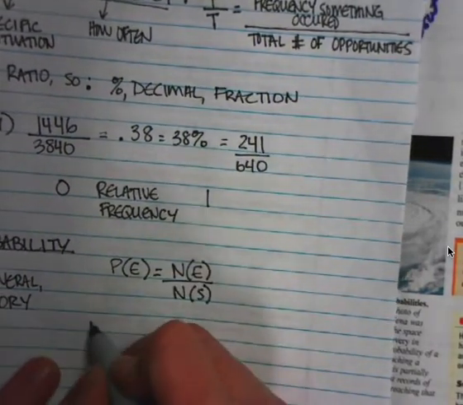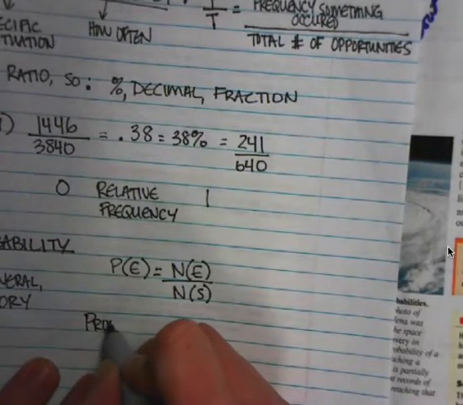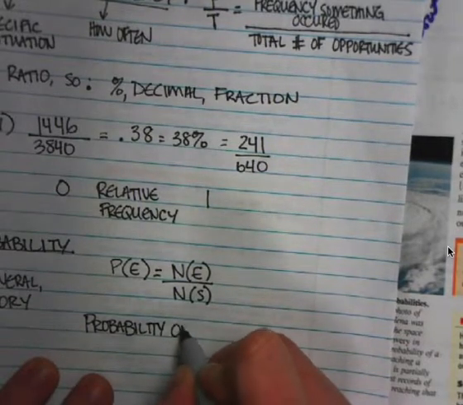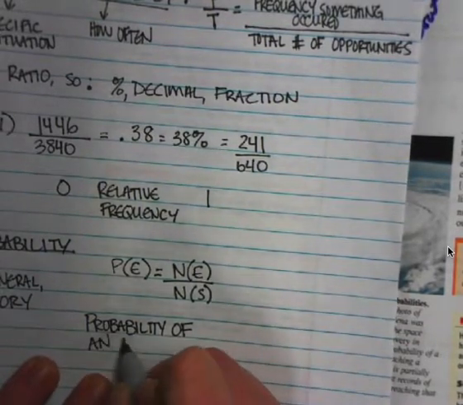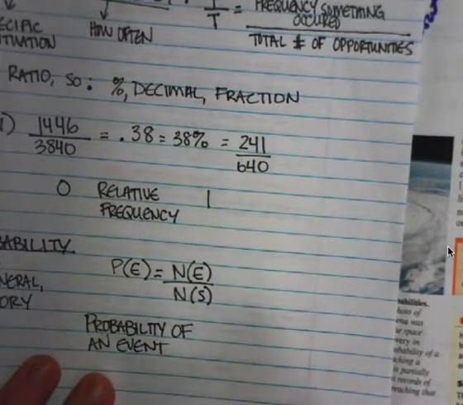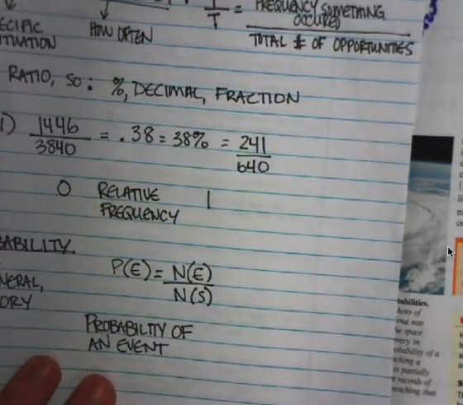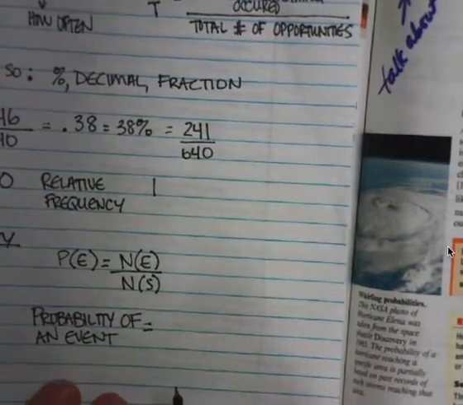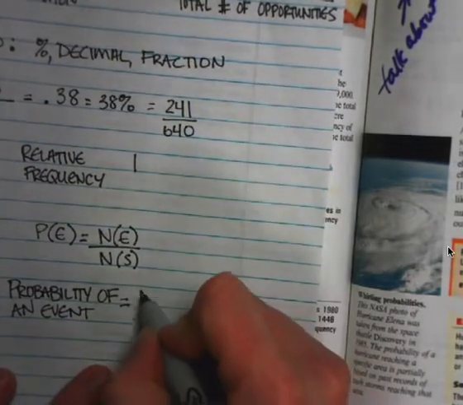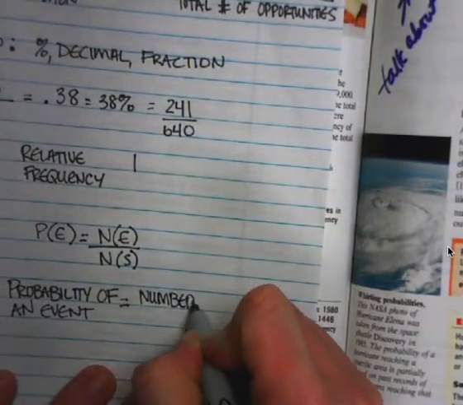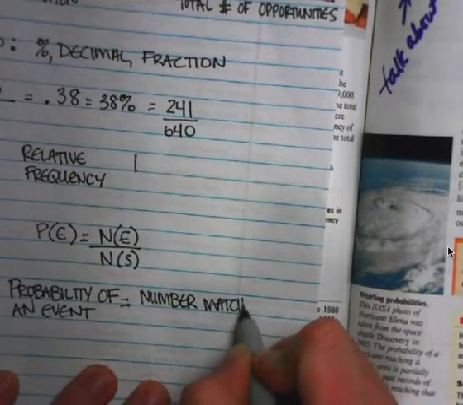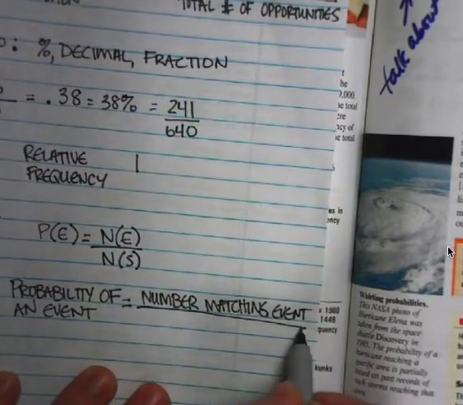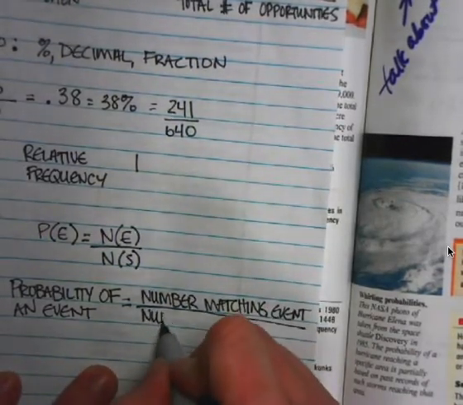And what this is saying is the probability of an event occurring. So the event is I'm getting heads, or I'm rolling a 6, or I'm getting the Queen of Hearts. So that's the event, is equal to the number matching the event over the number of outcomes.